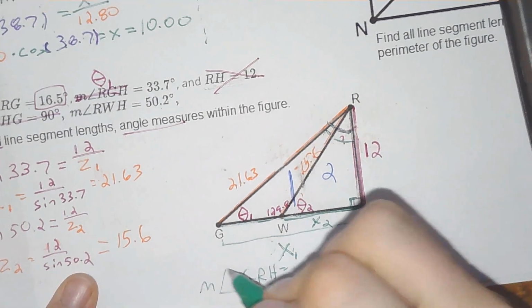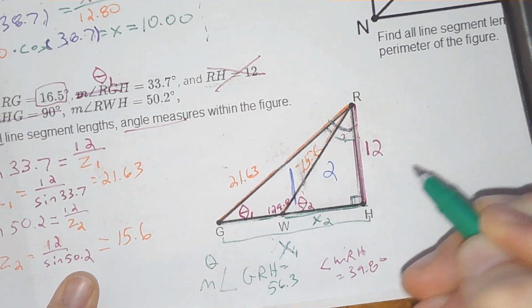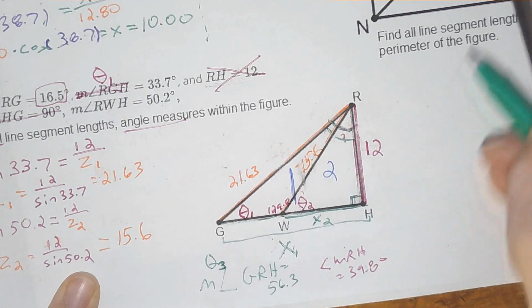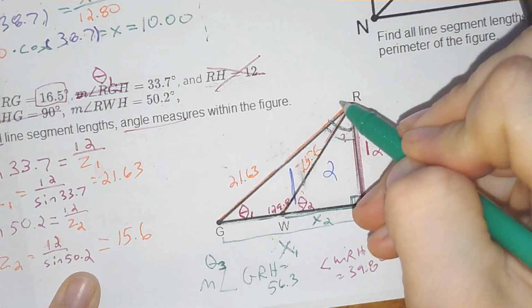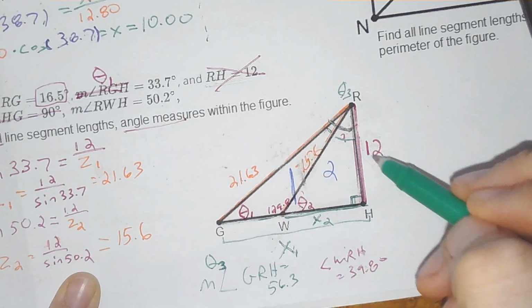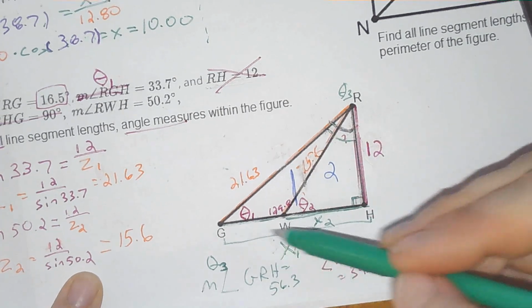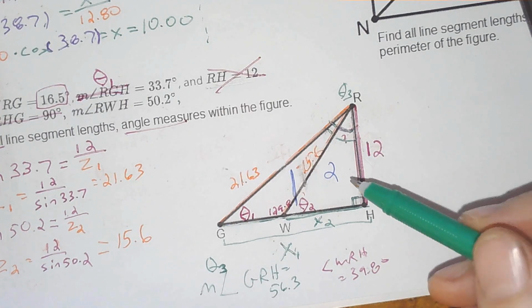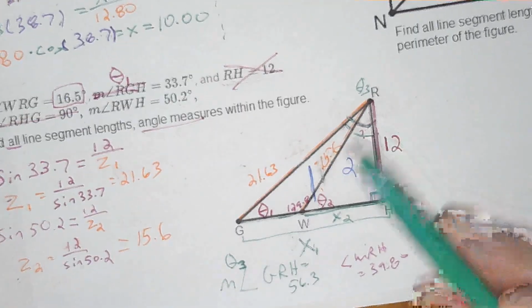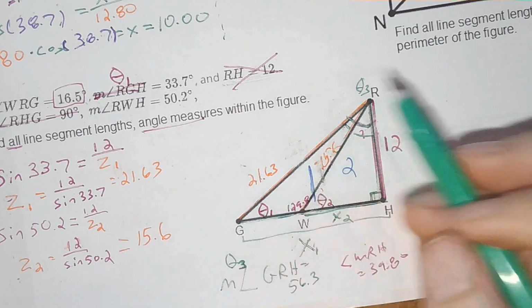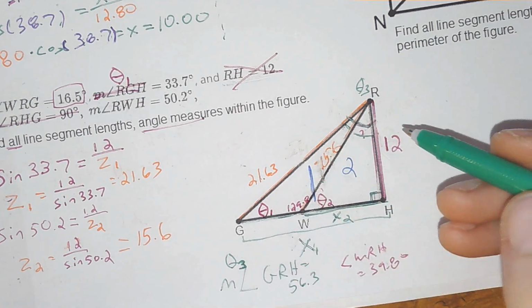Because this is, we're going to call it theta 3 equals theta 3. All right, because this is our third big triangle. If we wanted to figure out what x1 is. Okay, so let's figure out x1 with that. Let's figure out x1 for our big triangle.